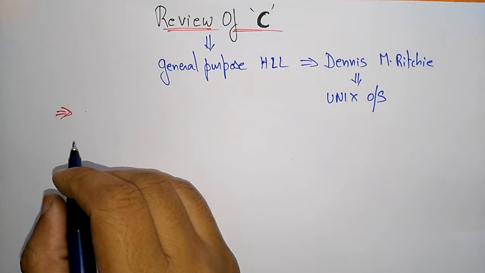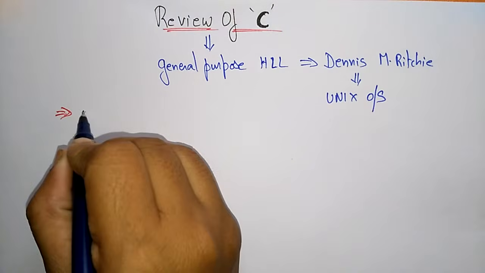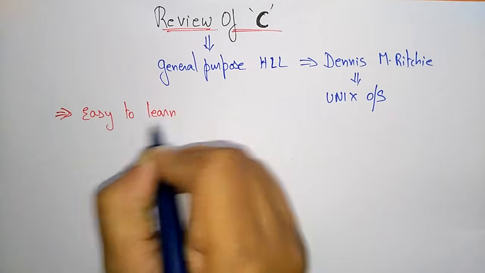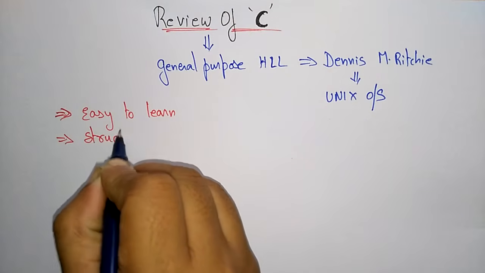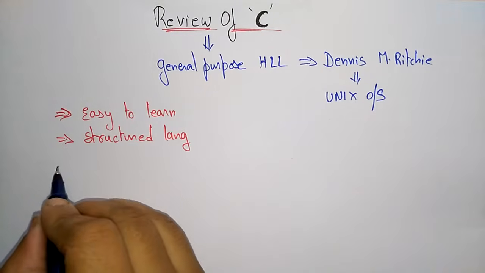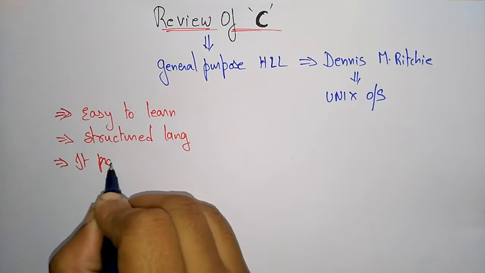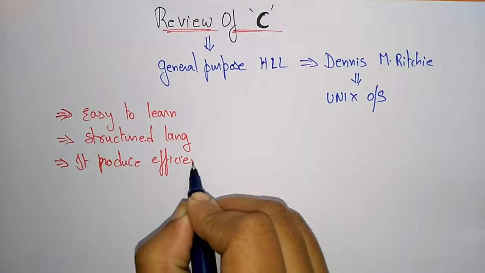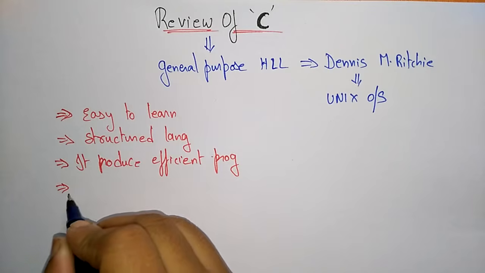The various reasons why it became widely used as a professional language: it is easy to learn. C is a structured language and it produces efficient programming. For those reasons we preferred the C language in the previous days.